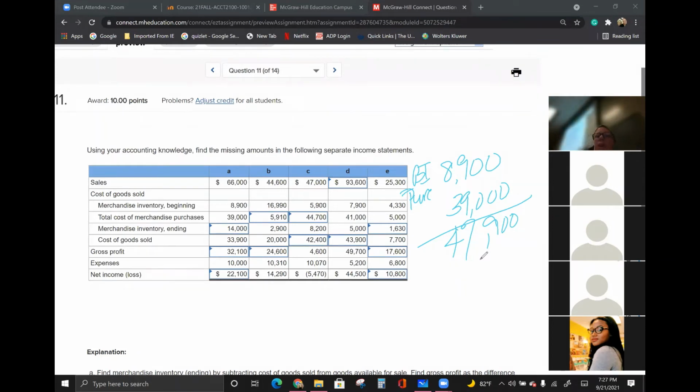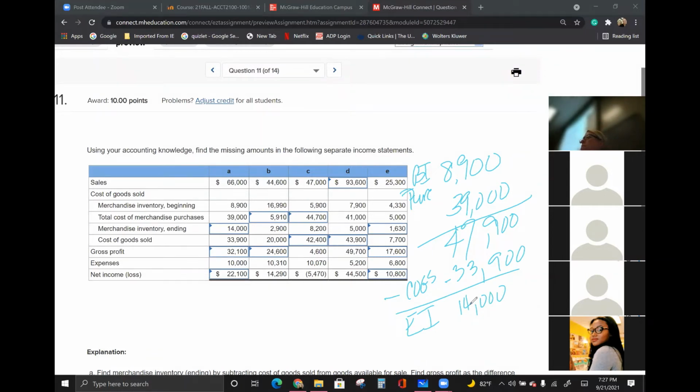All right. Now I have to deduct cost of goods sold to get ending inventory. What's my cost of goods sold? 33,900. So when I deduct the 33,900 from the 47,900, I get 14,000. Okay, so my numbers are different.